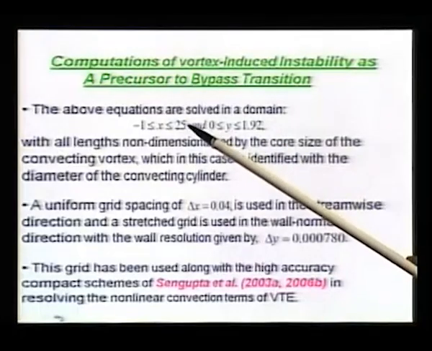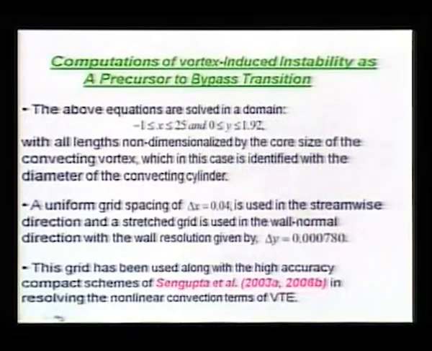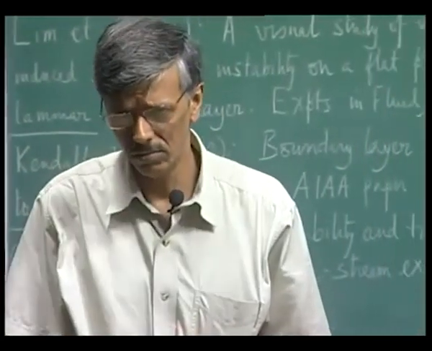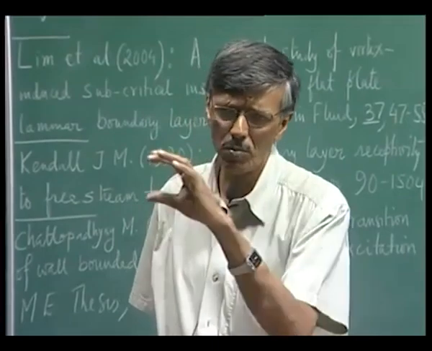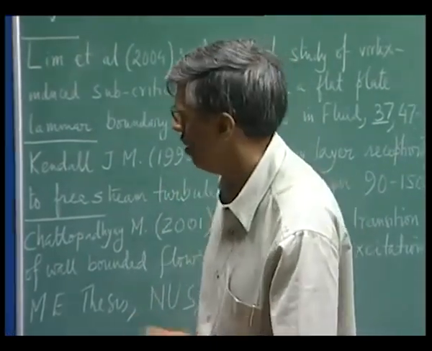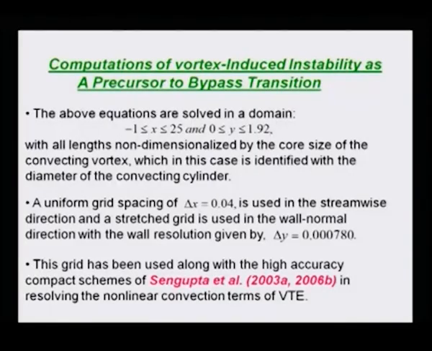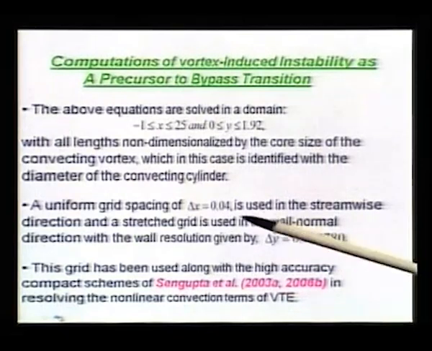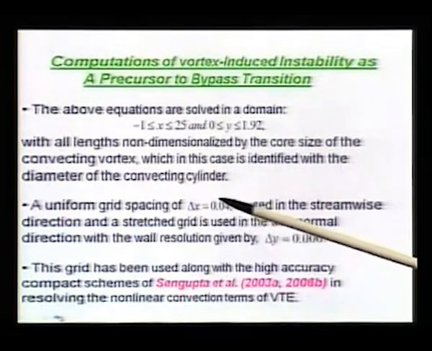These are non-dimensionalized with respect to the diameter of the cylinder, right. So, this is significantly more than the boundary layer thickness, right. If I am talking about a 15 mm cylinder, this is close to about 30 mm. So, your boundary layer thickness is much lower than this. And all lengths are non-dimensionalized by the core size of the convecting vortex. This is the kind of resolution that we took. Today we can do much better, actually.